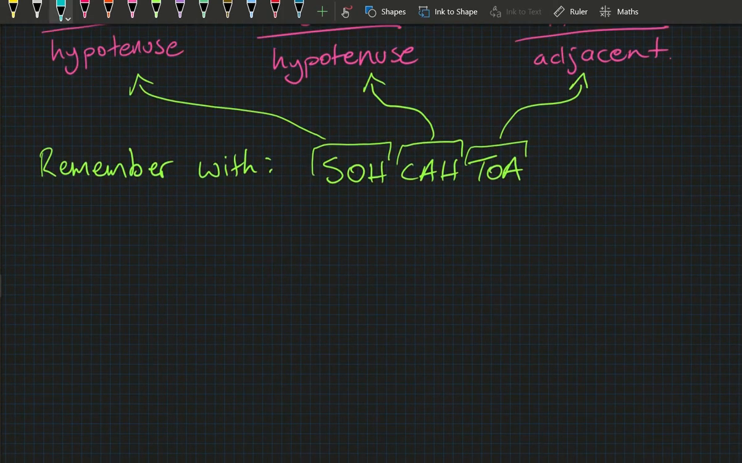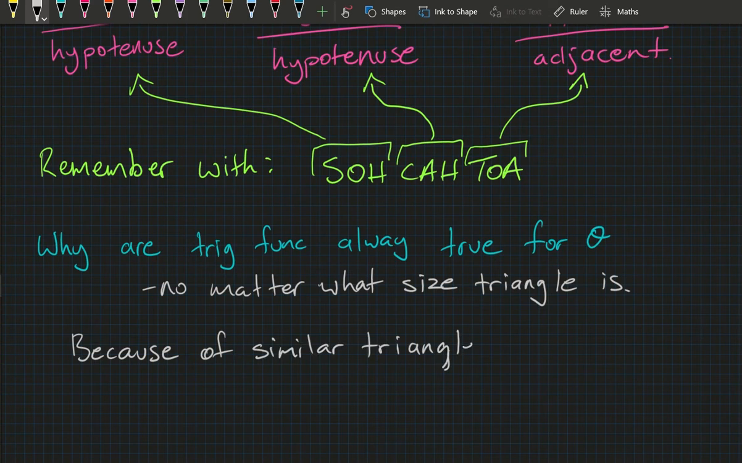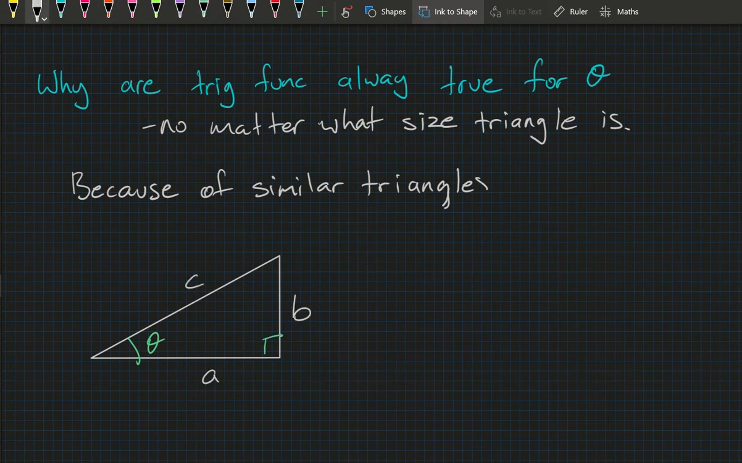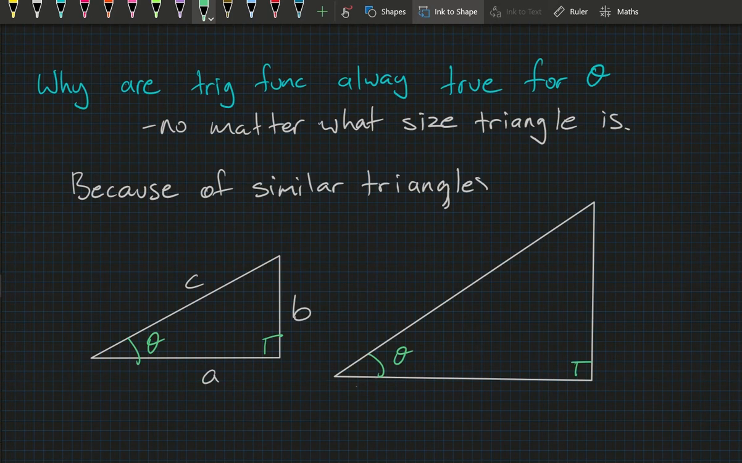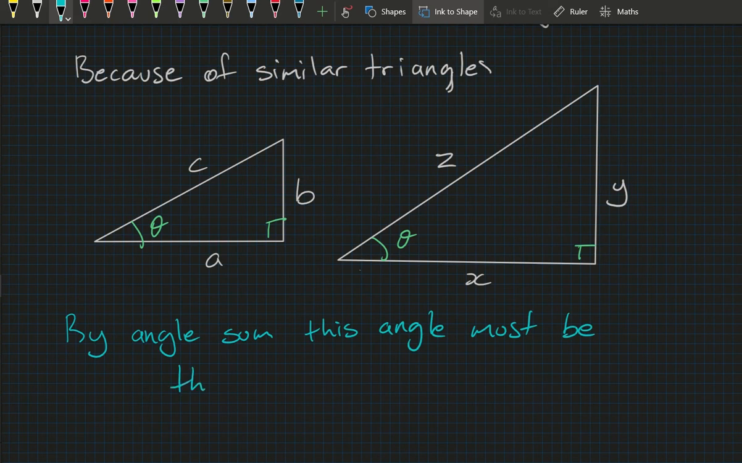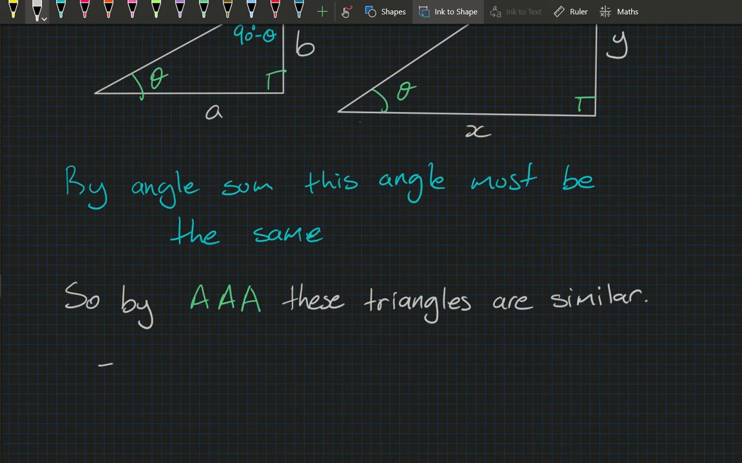Okay, so why are these functions always true for a particular theta, no matter what size the triangle is? Well, that's because of similar triangles. Let's draw one right angle triangle with the angle theta and the lengths A, B and C. And if we've got another right angle triangle with angle theta and sides X, Y and Z, by the angle sum of triangles, this angle must be the same. In fact, it would have to be 90 degrees minus theta. So by AAA, the similarity rule, these triangles are similar. And this implies that they've got the same ratio between corresponding sides.